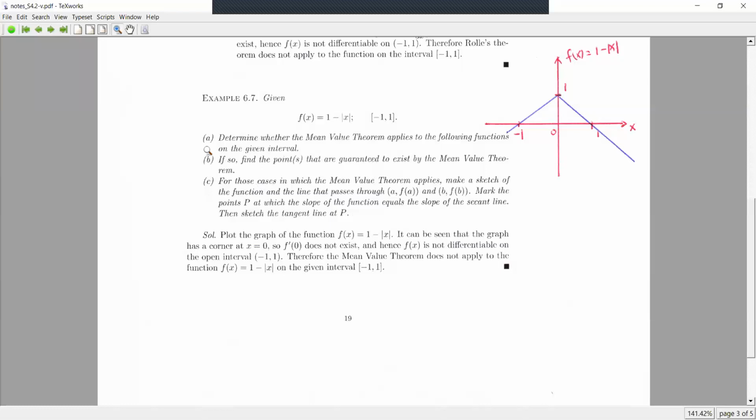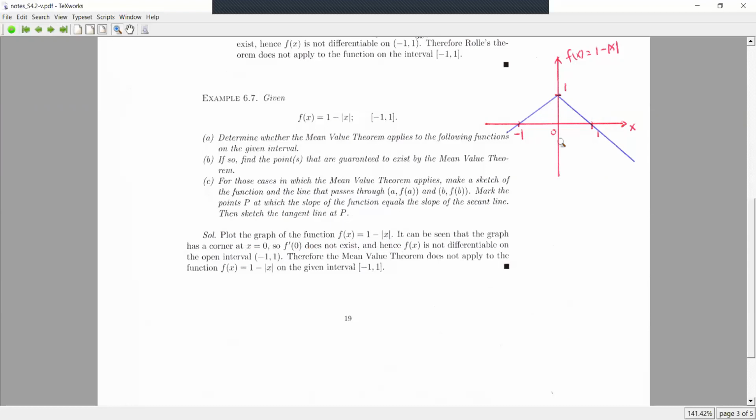Okay, now let me try to answer this question. Determine whether the mean value theorem applies to this function and this interval. The mean value theorem has 2 conditions. Condition 1: the function should be continuous on the given interval. Condition 2: the function should be differentiable everywhere between -1 and 1. Now I plot the graph of this function. It is easy to plot. Here is the graph of this function.